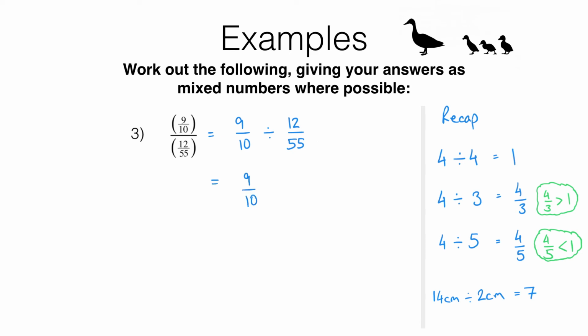9/10 divided by 12/55 is the same as 9/10 multiplied by the reciprocal of 12/55, which is 55/12. I can simplify before doing the multiplying. I can spot a common factor of 5 between these. 5 goes into 55 11 times, and it goes into 10 twice. I can also spot a common factor of 3 between these. So 3 goes into 9 3 times, and 3 goes into 12 4 times. That then gives us 3 over 2 multiplied by 11 over 4, which is 33 over 8.